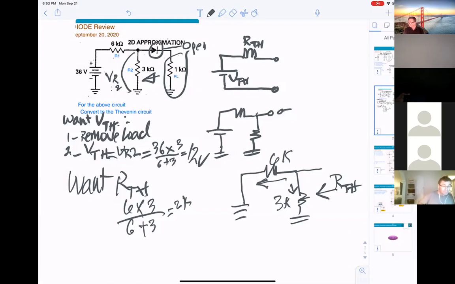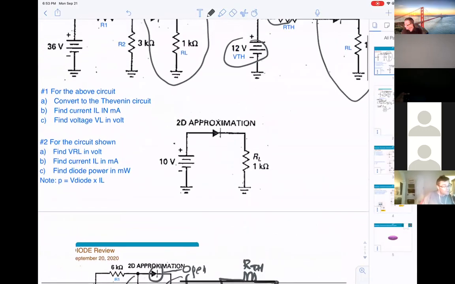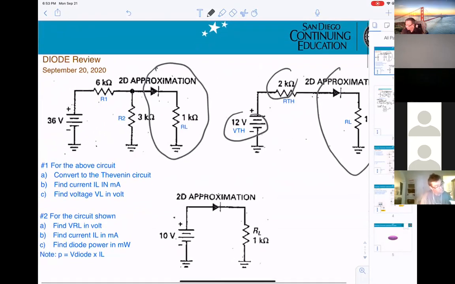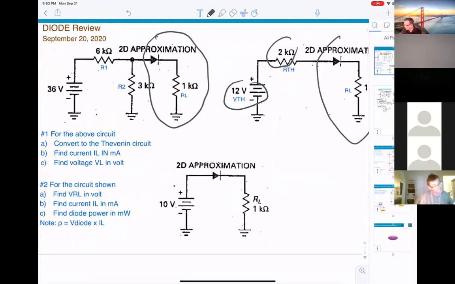Okay, go ahead. Now, you have to do for me. For number one, convert to Thevenin, I already did. Find current IL. Tell me what you get. That means now you put that back. You want the current flow to the IL.